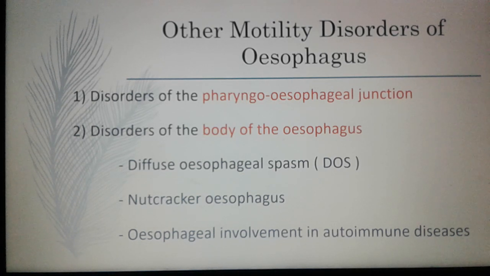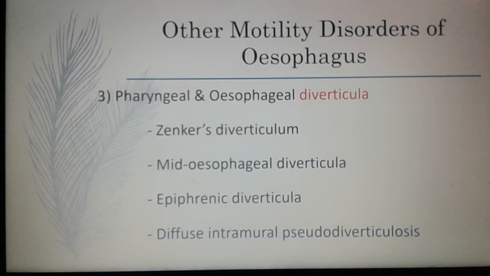And the third group is the diverticular diseases, the pharyngeal and esophageal diverticula. Where is diverticula? Zenker's diverticulum, the mid-esophageal diverticula, the epiphrenic diverticula, and diffuse intramural pseudodiverticulosis. In this broad group, we have Zenker's diverticulum first, which also affects the pharyngoesophageal junction.